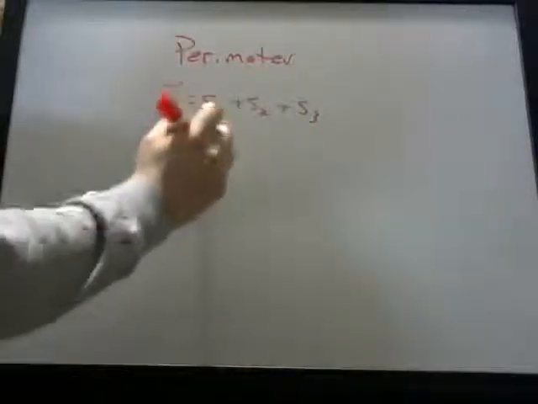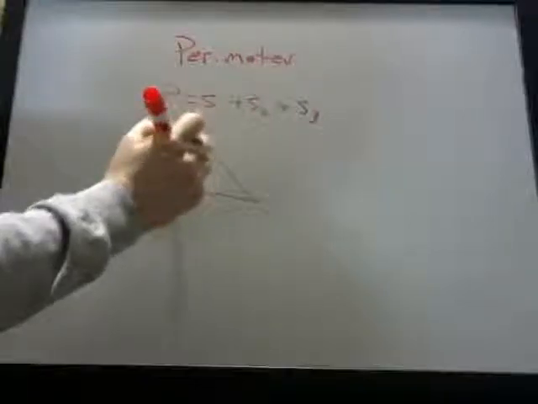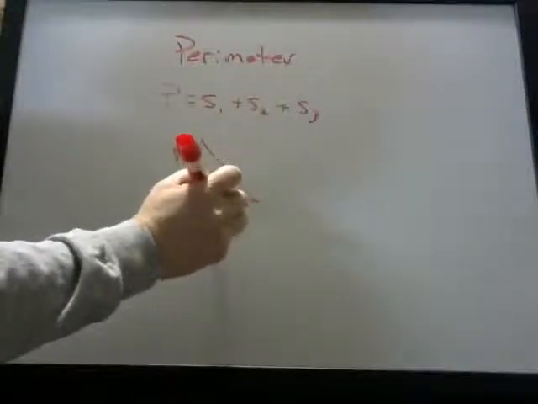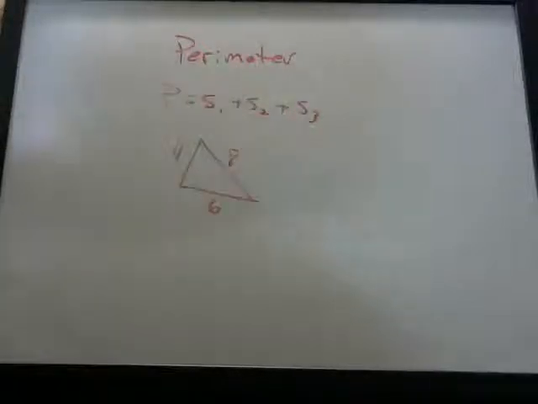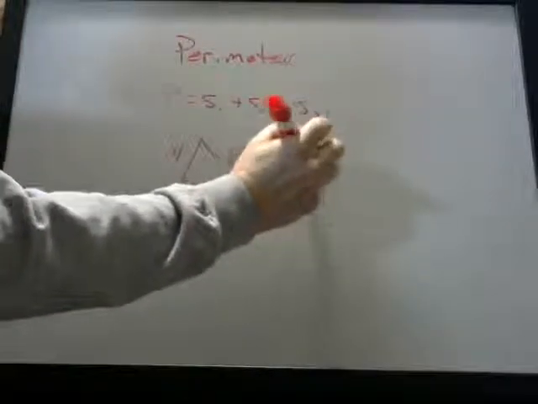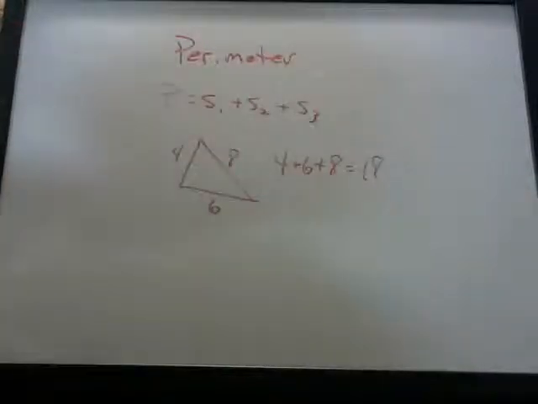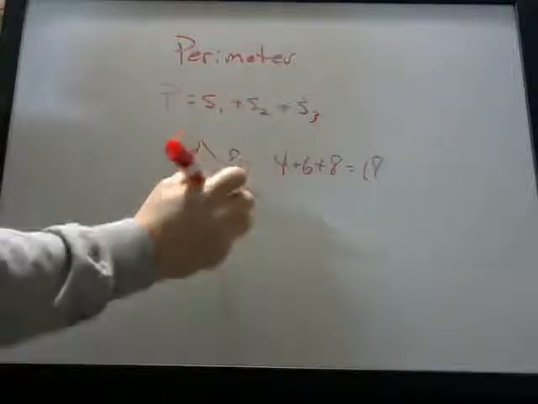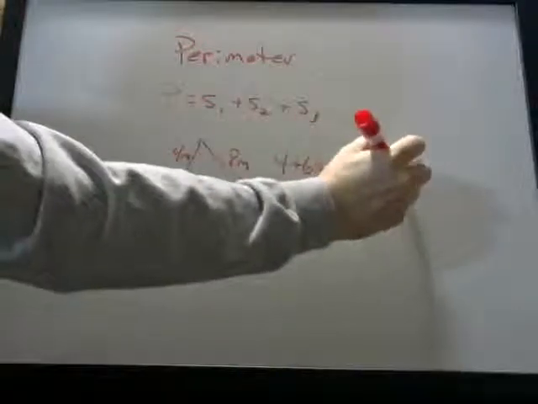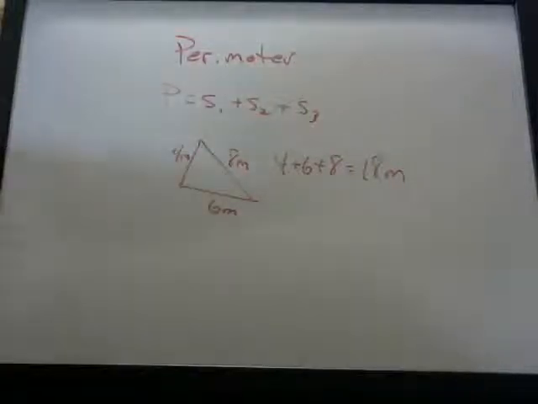So let's say we have a triangle where this side is 4, this side is 6, and this side is 8. What is the perimeter of that triangle? You just add it up. 4 plus 6 plus 8 equals 18. If these were in units like 4 meters, 8 meters, 6 meters, the total is 18 meters. You're just adding up the sides.